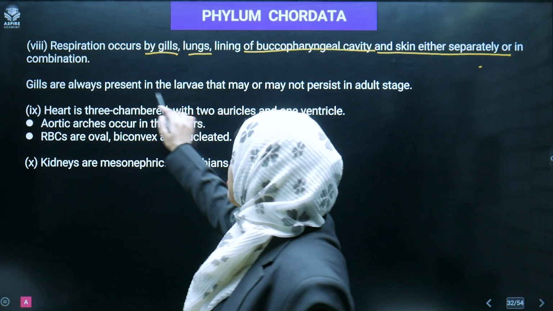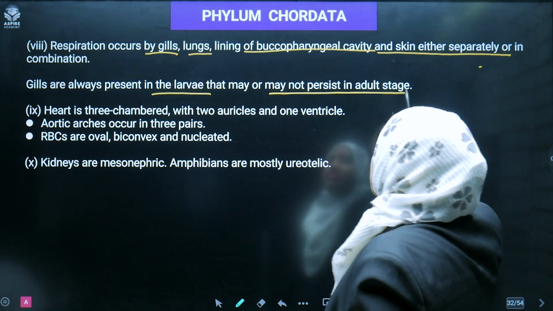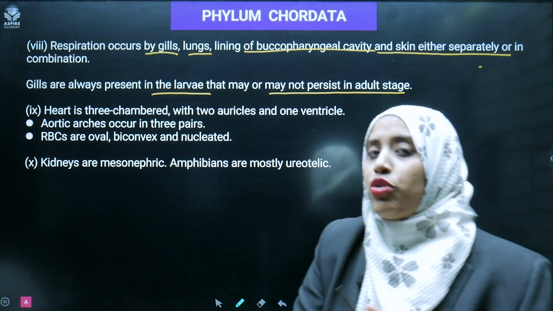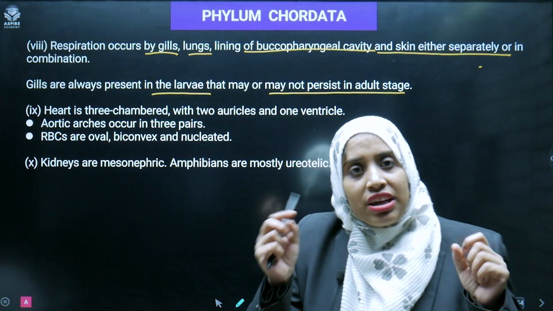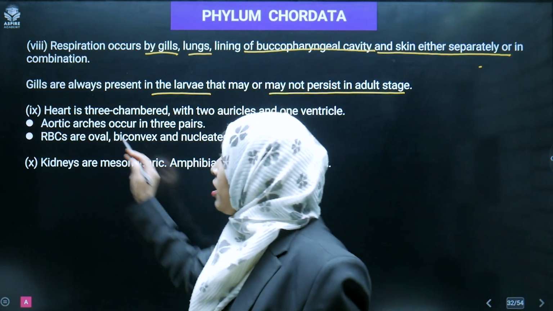Gills are always present in the larva, like tadpole larva. ठीक है, that may or may not persist in the adult. Tadpole larva, if you remember, in tadpole larva, the gills are present in the larval stage, but adult form में there is no gills. Heart कैसा है?